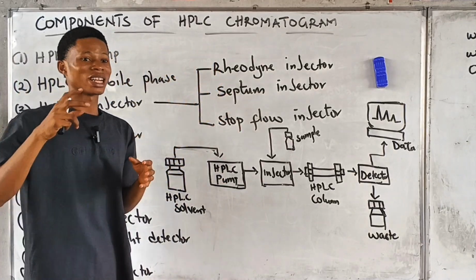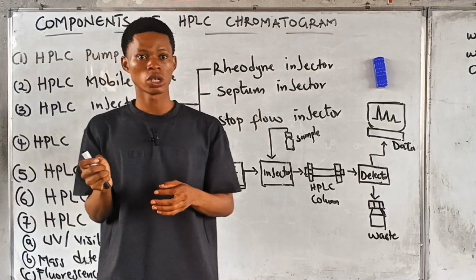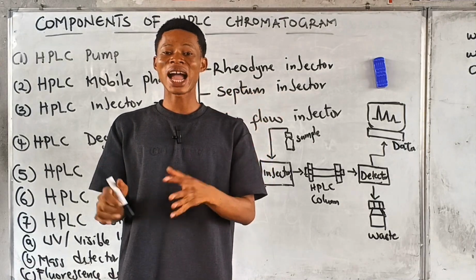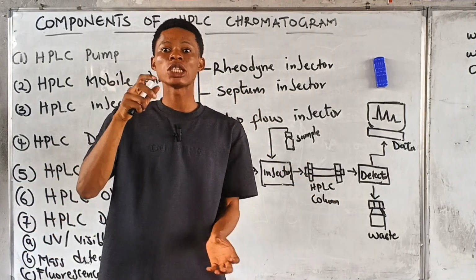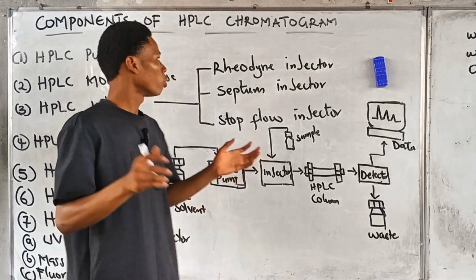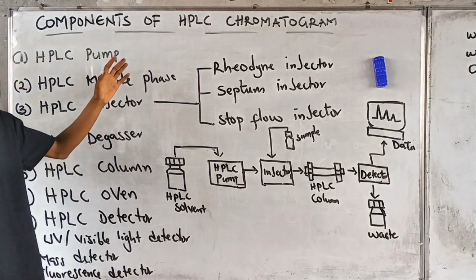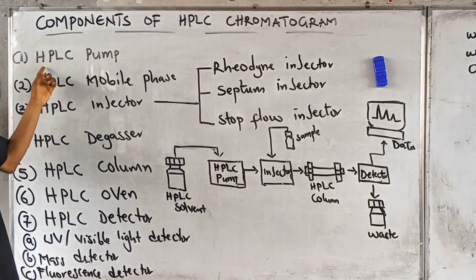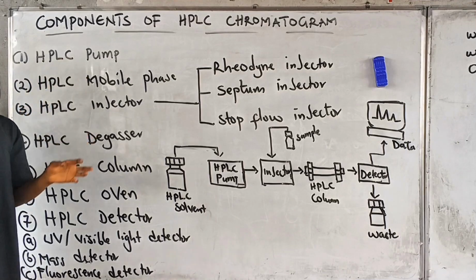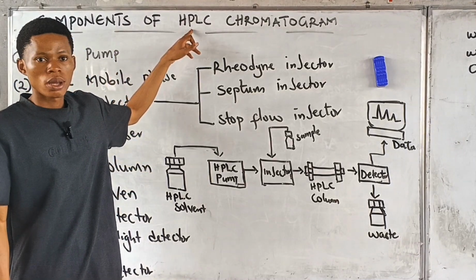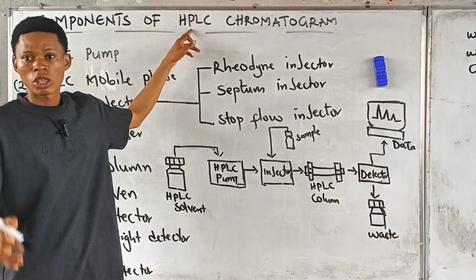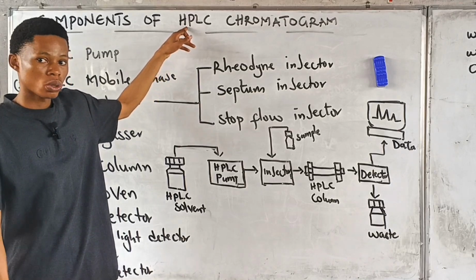Now, if you hear chromatograph, the one ending with PH, chromatograph is the output, what is given out. Chromatogram is the instrument used. Now, the components of the HPLC chromatogram, number one here is what? HPLC pump. Remember, I told you HPLC, high what? High performance, right? Some books you see high pressure.